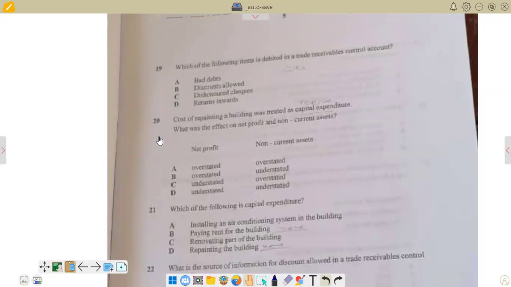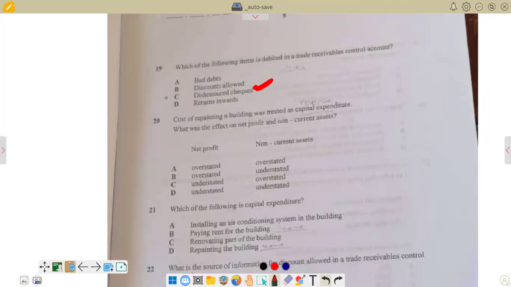We see that the most appropriate answer there is dishonored check. When it's a dishonored check, it means it's a check that has not been processed at the bank. When it was initially received, it was supposed to reduce the debtors' balance, but now that it's dishonored, it means we are reinstating it. So we are supposed to put it on the debit side. So we put C as the most appropriate answer that we have there.